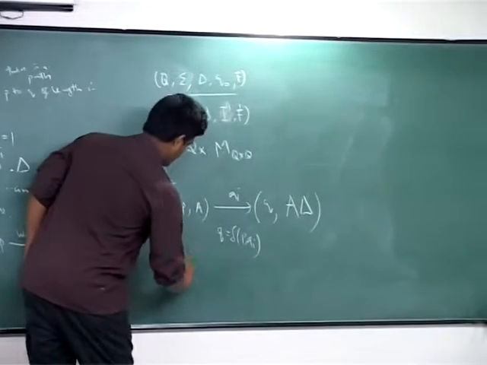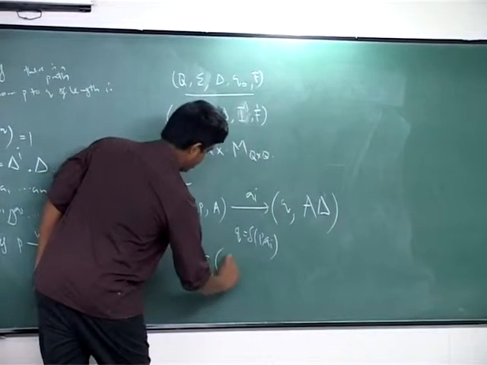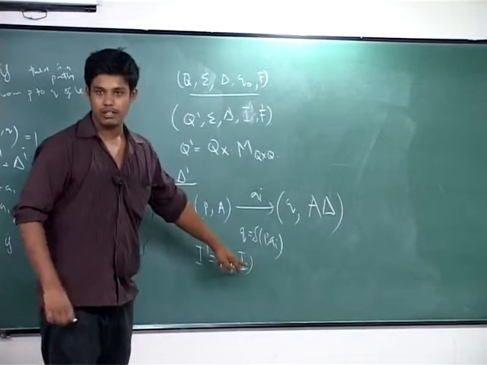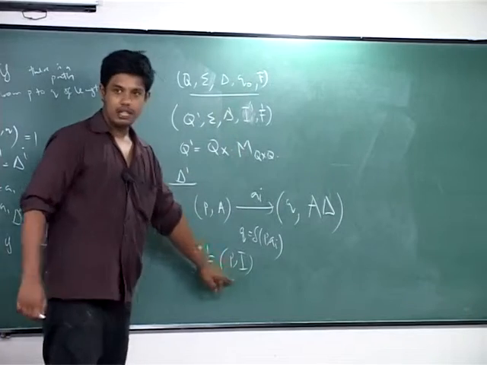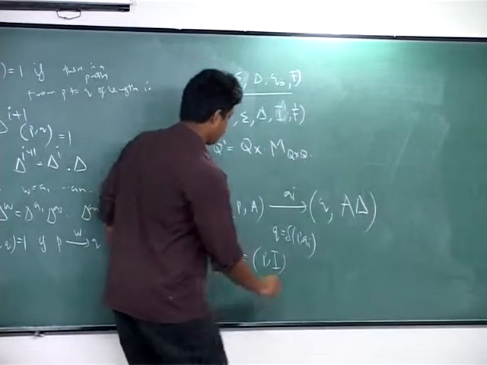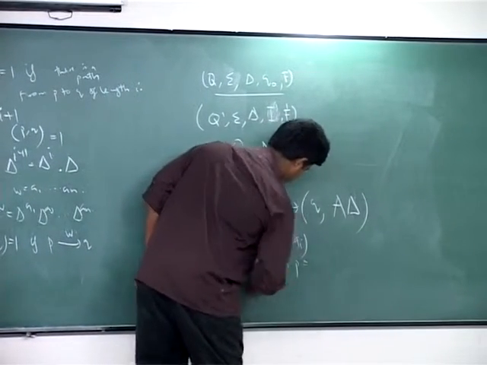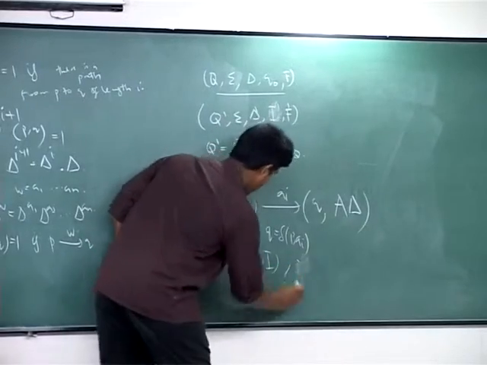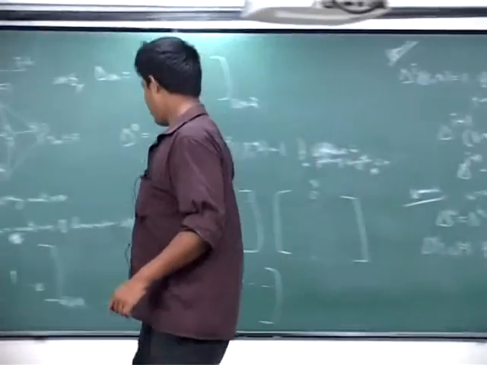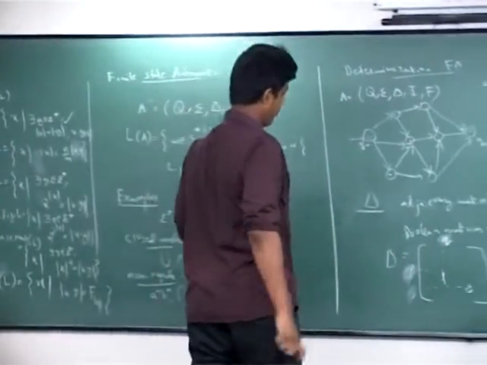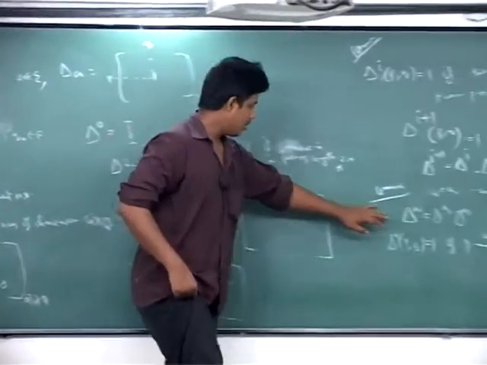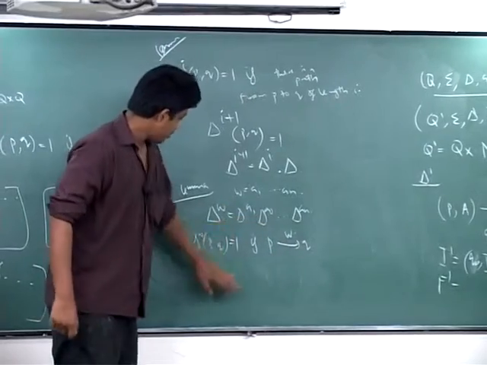What is the initial state? I say the initial state is (q0, I). This I is not the I from before; I is the identity matrix. So the initial state is (q0, I). What will be the final state? For the final state, that's what I thought, I forgot something. You get this, so delta power w gives you this.